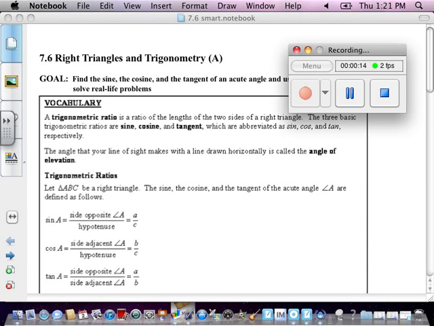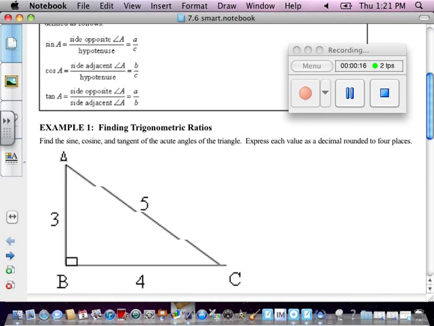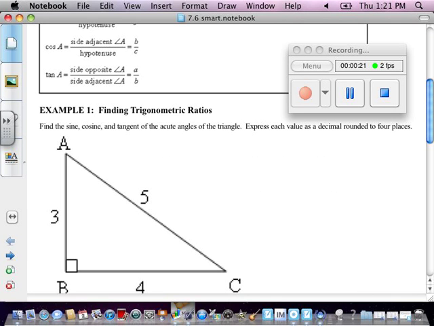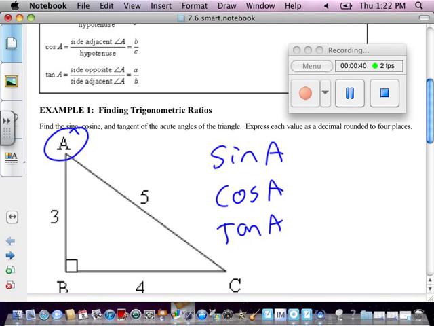Okay, so we are looking at this triangle right here. This is more of what we did on your homework yesterday that I don't think was explained well enough. I'm going to find everything according to A. So I'm going to find the sine of A, the cosine of A, and the tan of A. You gotta find all three. Okay, this is really easy.